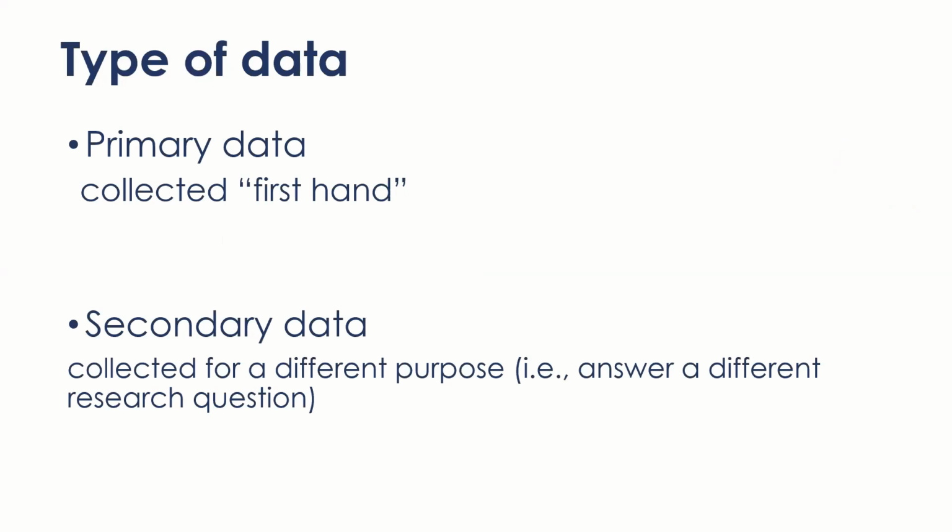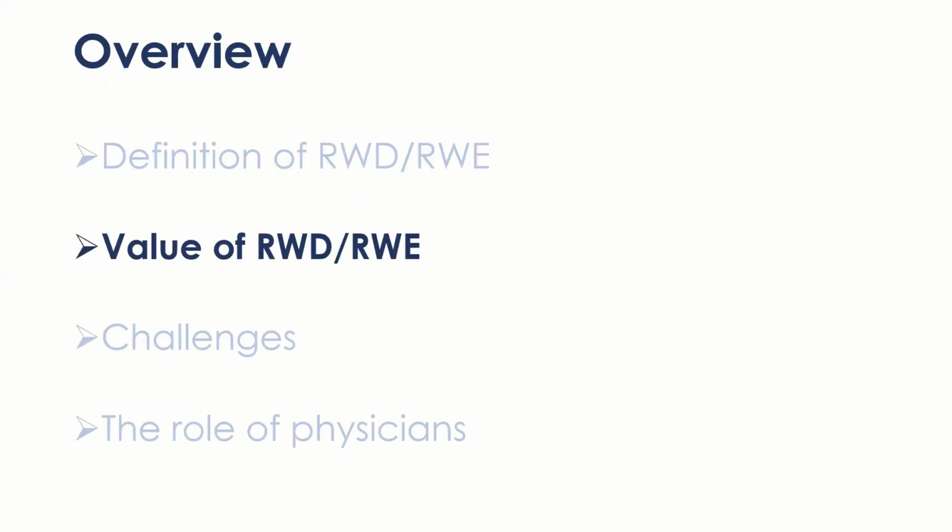The types of data can also be different, and we can have primary data. Those are data collected firsthand. So we have a hypothesis and we want to test this hypothesis, and we go on and collect the data to test our hypothesis. But we can also use secondary data, data that have been collected for a different purpose, let's say to answer a different research question, and now we're using the data to answer a new research question. And of course, these two types are very different.